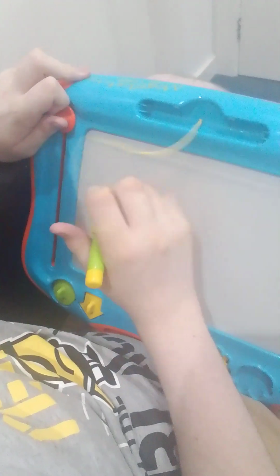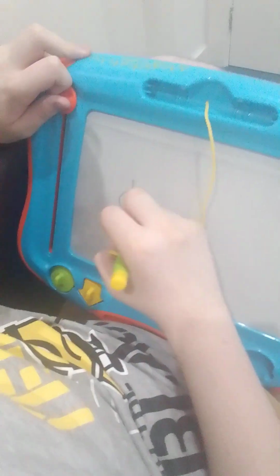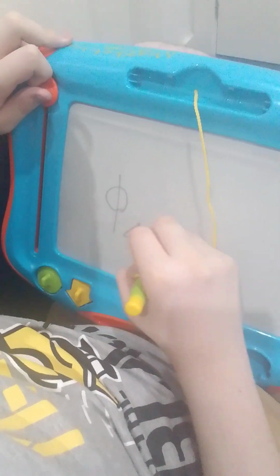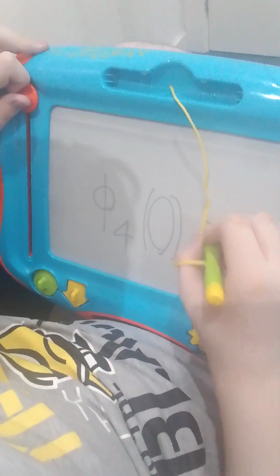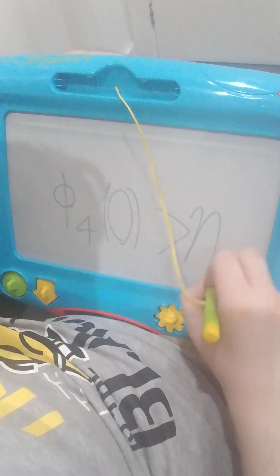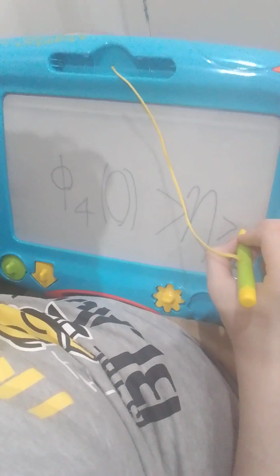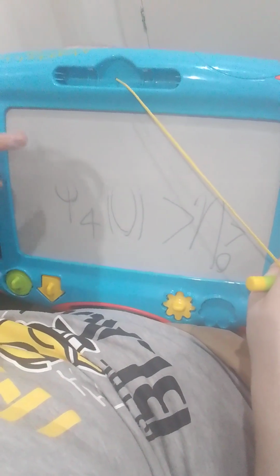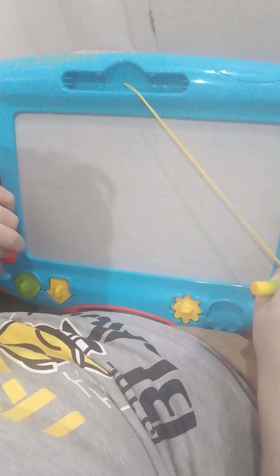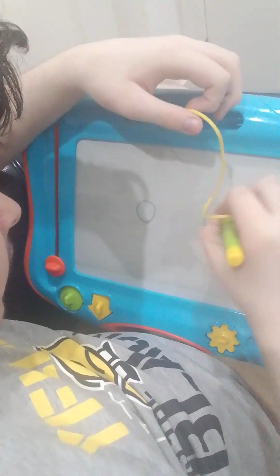Now, let's try this. This is phi 4. And it's bigger than eta 0, which is bigger than every other infinity we talked about thus far. But what if we nest that infinitely? So it's like this.